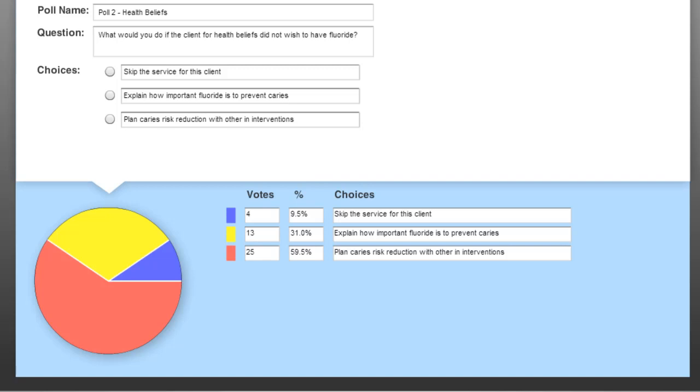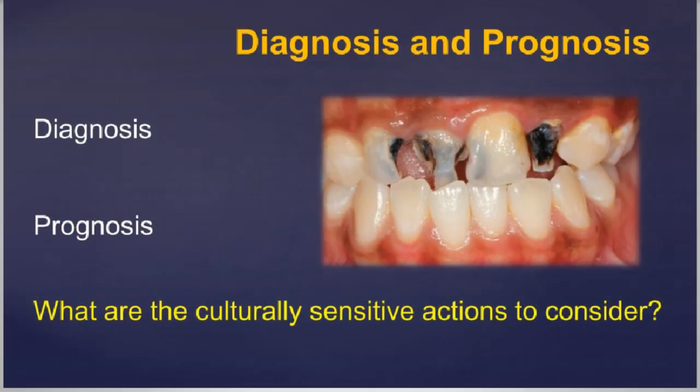You can see from the results that most of you did select planned caries risk reduction with other interventions. The reason that this is really the most appropriate answer is if we continue to explain why fluoride is important to prevent caries, if it is a religious or a health belief, it won't matter how much time we spend to give this explanation. The client might have other reasons to select or not select the care we're suggesting.